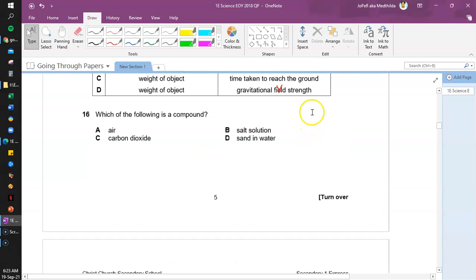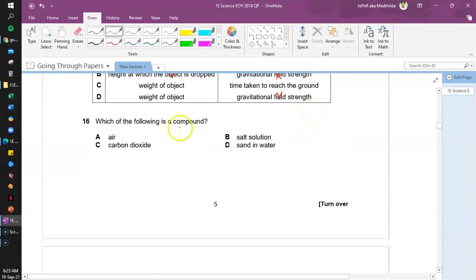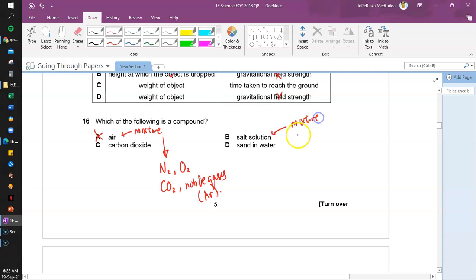Okay, next, question 16. Which of the following is a compound? Now, air is a mixture, so do take note of this. It actually consists of nitrogen, oxygen, carbon dioxide, and some noble gases, such as argon. Hence, A is not a compound. Salt solution is actually a mixture because you are mixing salts and water. So therefore, B is also not the answer.